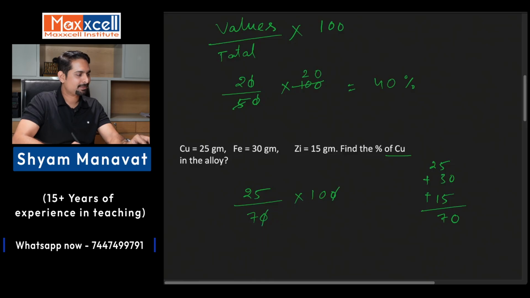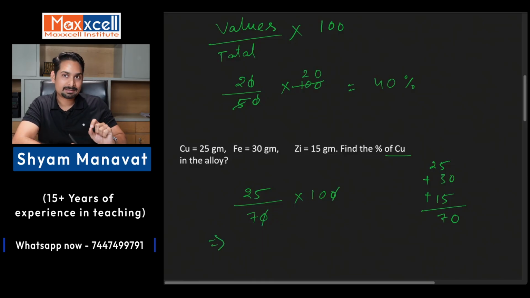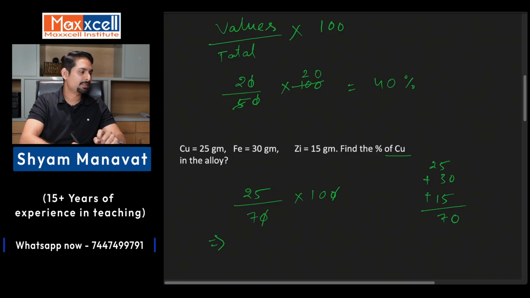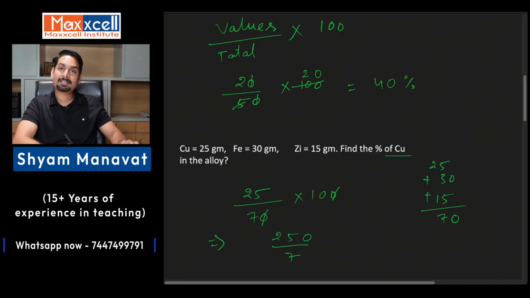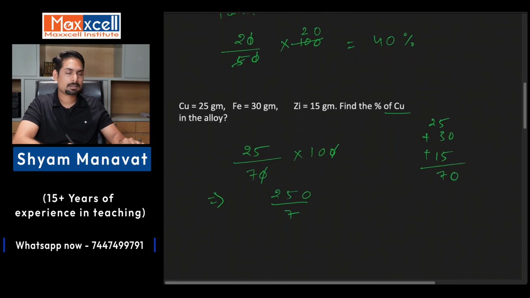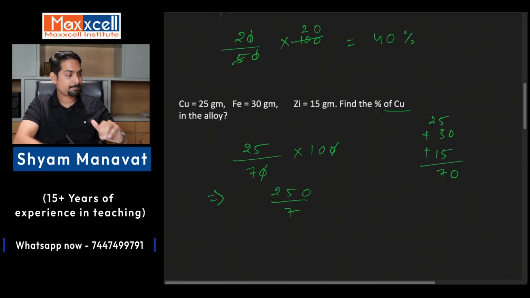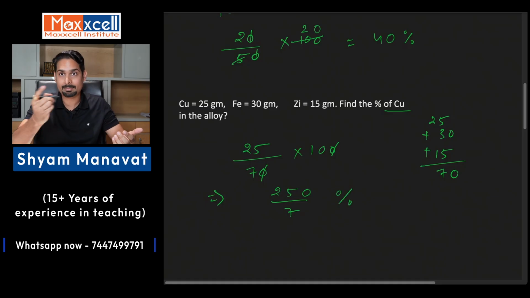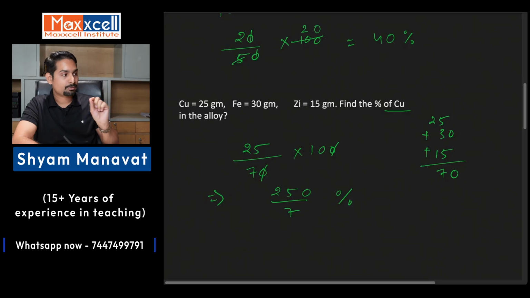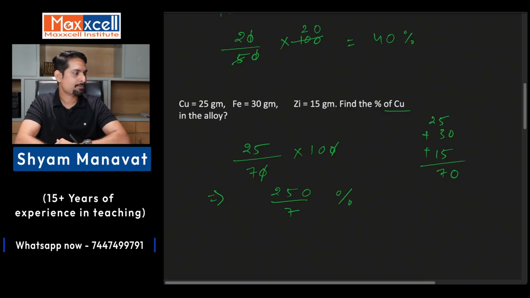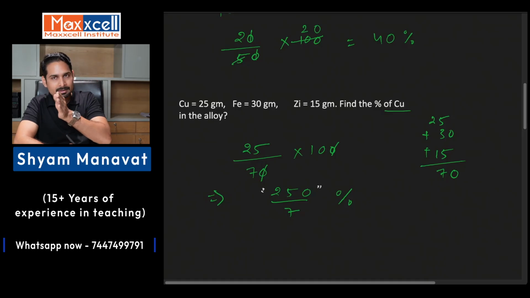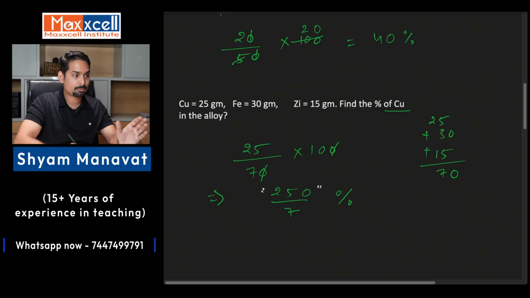So cancel this. Now let me give you the answer in the form of a mixed fraction. Here I have 250 by 7. This is the percentage. If you have this as one of the options in the exam, you can mark this. But here I want to teach you how to convert this fraction into a mixed fraction. It will be a bit away from the topic percentage, but still you should know how to convert into a mixed fraction.